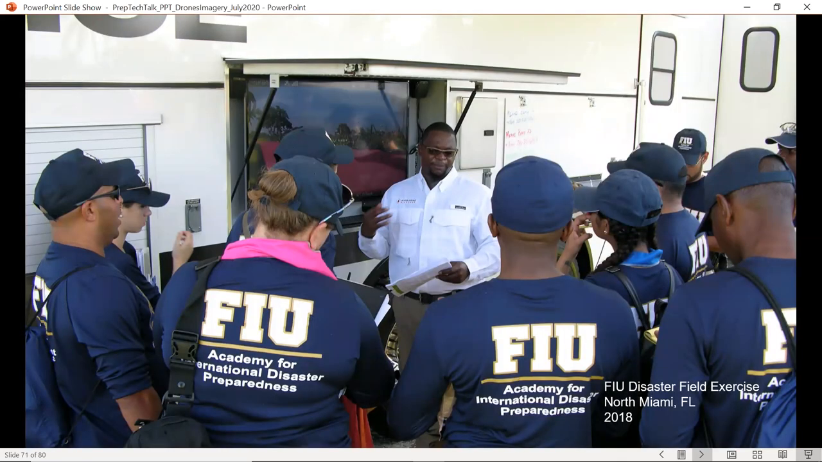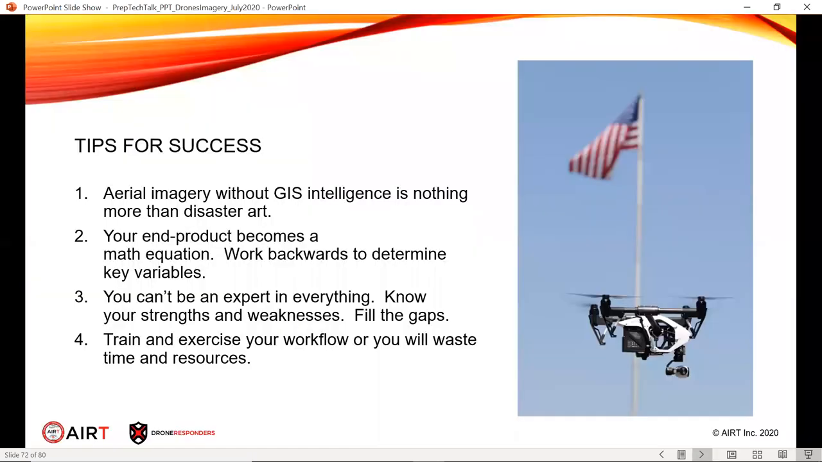And again, I mentioned how important it is to train and exercise this. We're partners with Florida International University's Academy for International Disaster Preparedness. This is a group of their students in the disaster management program, where we're teaching them about the capabilities of drones and the mapping capabilities for GIS. And we exercise that every year.